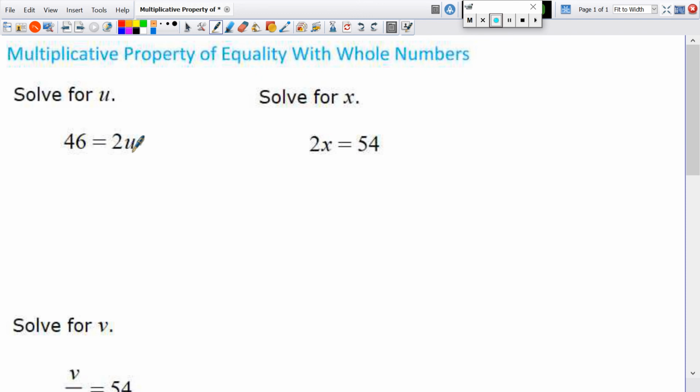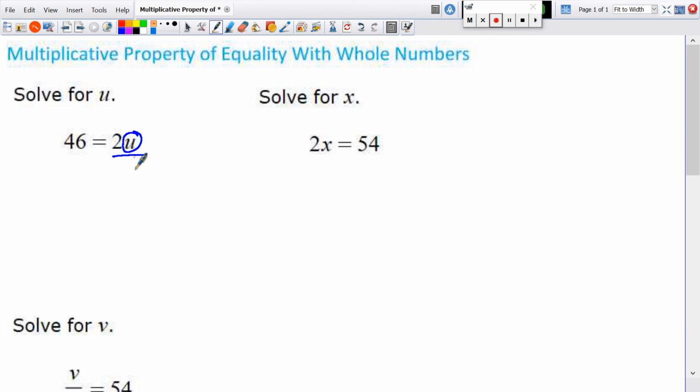So if I'm solving for u, I usually like to circle the letter I'm solving for, because everything with that on the same side of the equal sign, you have to deal with that. Since these are stuck together, they're being multiplied, 2 times u, so you have to separate these two. And the only way to separate them is by opposite operations, and the opposite of multiply is divide. So I'm going to divide.